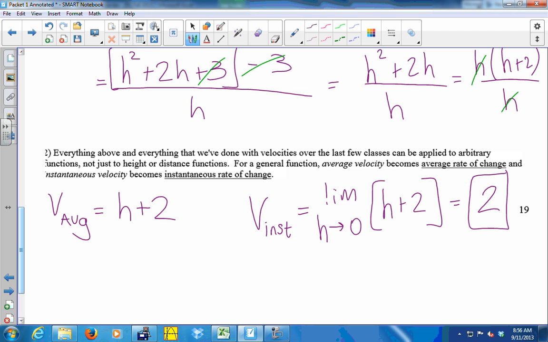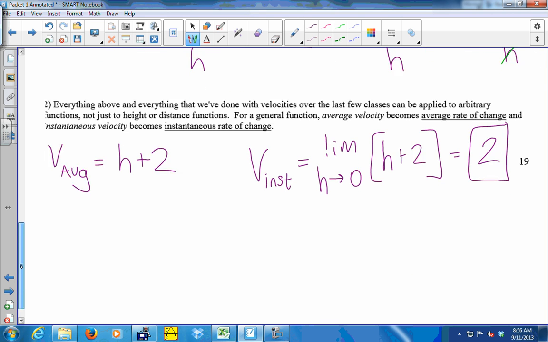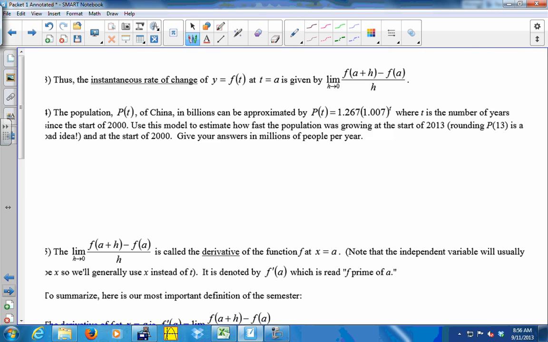For a general function, instead of average velocity, we say average rate of change. Right? So velocity is just a special word that talks about a change in distance with respect to time. But if we're not dealing with a distance time function, we can just say it's an average rate of change. And instantaneous velocity becomes instantaneous rate of change. Okay, so instantaneous rate of change.